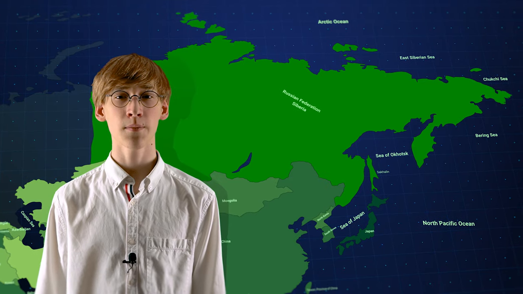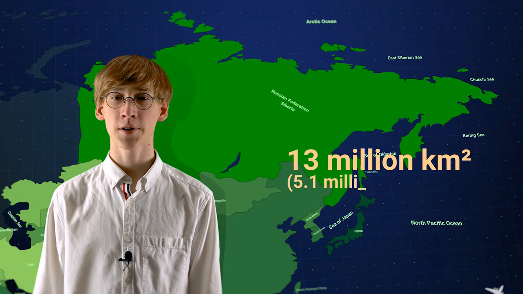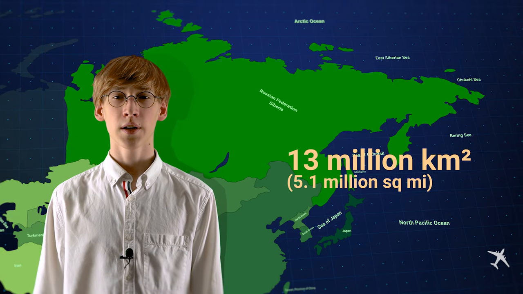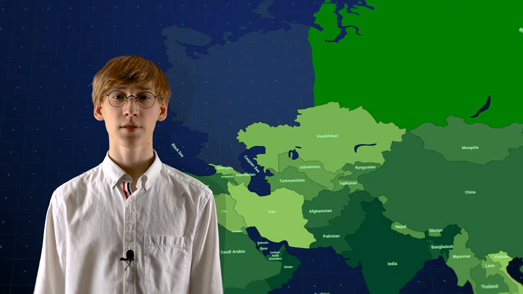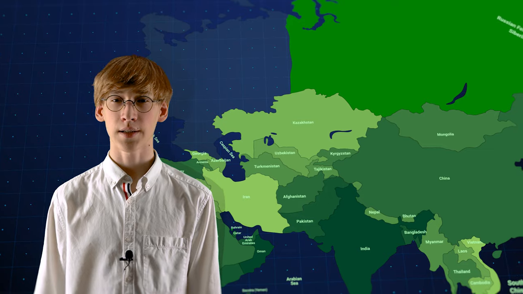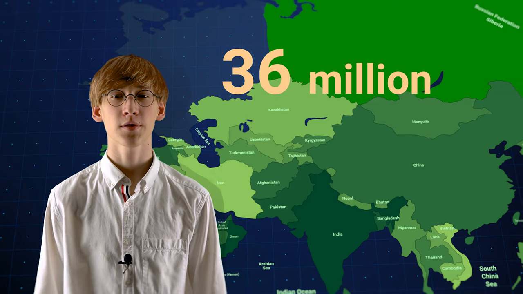North Asia, or Northern Asia, refers to the vast northern part of Asia east of the Urals, also known as Siberia. The 13 million square kilometer region is bordered in the north by the Arctic Ocean, in the west by European Russia, and in the east by the Bering Sea. Siberia shares international borders with Kazakhstan, Mongolia, and China in the south. Approximately 36 million people live in Northern Asia, Russian Siberia.